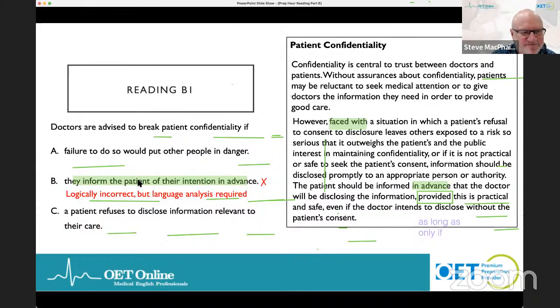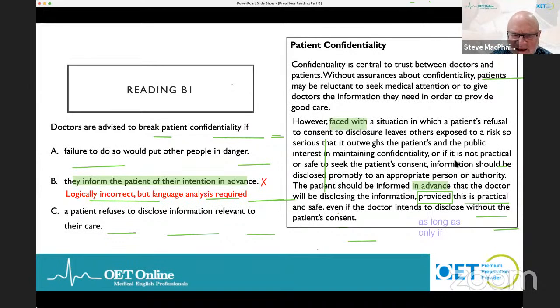That's wrong, and that's the language analysis. And it doesn't make sense as a rule. All right, a lot of people are saying C is incorrect, right? Doctors are advised to break confidentiality if a patient refuses to disclose information relevant to the care. Well, we did read about that, didn't we? About disclosure of information.